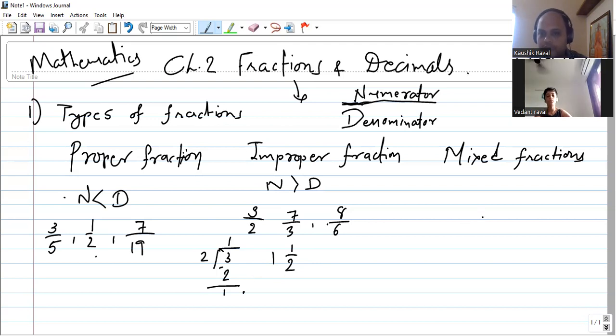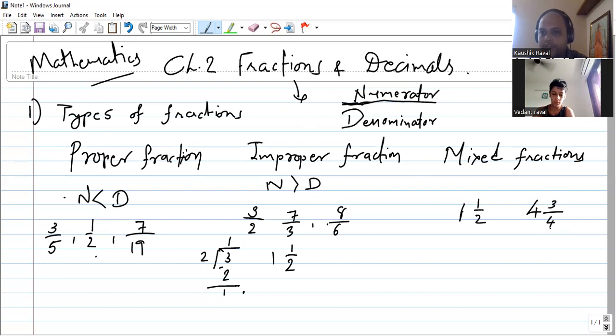This is mixed fractions. These are mixed fractions where you have to write the whole number and the proper fraction side by side. What it means is, if I write it here, say for another example, 4 whole and 3 by 4.